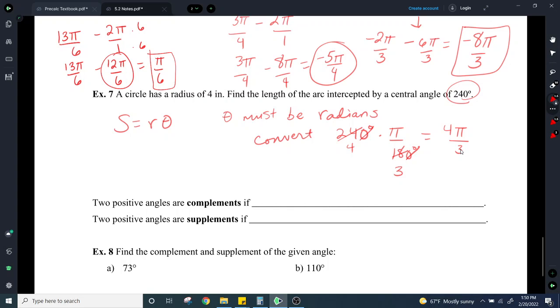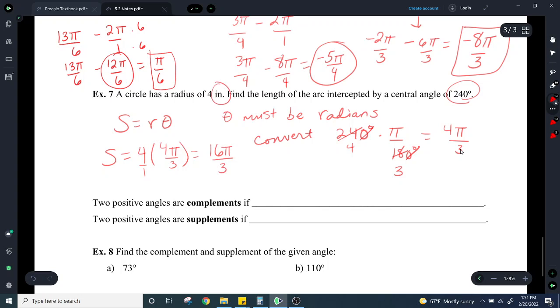So let's come back over here to our formula. It says find the length of the arc intercepted with a radius of 4. So r is 4. And then theta is the 4 pi over 3 that I just computed. So if you want to put that over 1, you can. Nothing reduces here. That gives me 16 pi over 3. And we'll use the units. It was inches for the radius, so the arc length would also be in inches. We could make that a decimal, but I'm going to leave it for now.